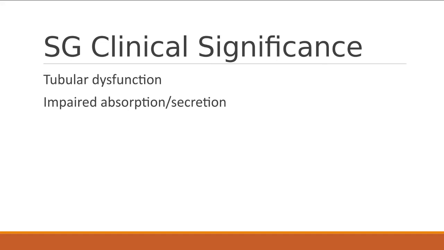If you have specific gravity, it can help point you in the direction of certain diseases. Of course, you have to add it with the results of other chemical testing, but it can be an indicator of tubular dysfunction or impaired absorption and secretion.